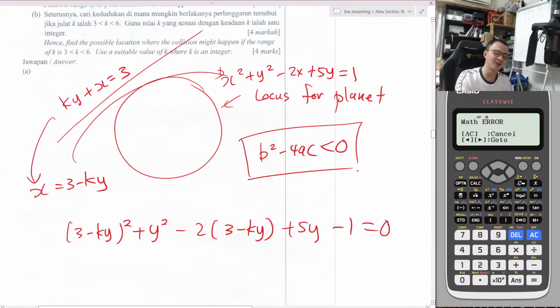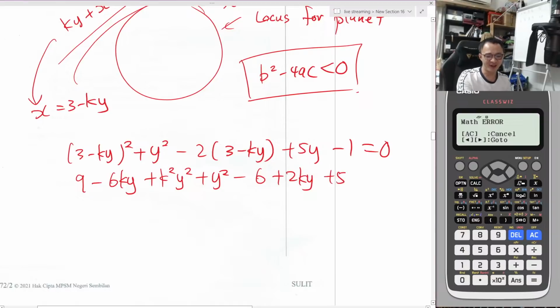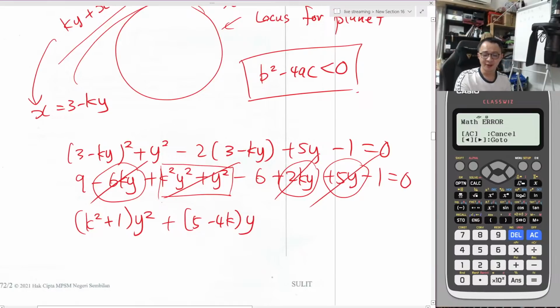because I know eventually this is the quadratic equation. Wow, a lot of work here. So this is 9 minus 6ky plus k squared y squared plus y squared minus 6 plus 2ky plus 5y minus 1 equals 0. I will group the y squared together. So this one is (k squared plus 1) y squared. And then we'll group all the y terms together. So this one is 5y minus 4ky, so it's (5 minus 4k)y. Okay, cancel, cancel, cancel. Then we have 9 minus 6 is 3, 3 minus 1 is 2.